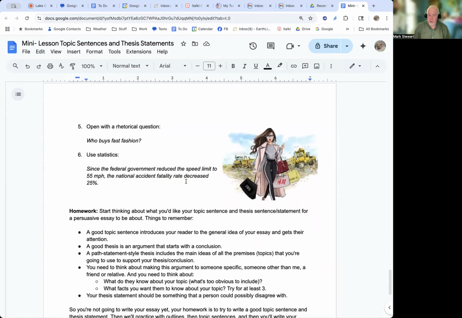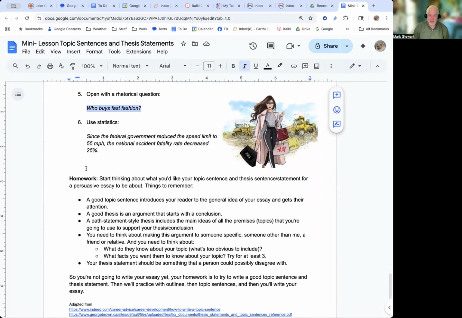You could open with a rhetorical question. It's the next one. For example, who buys fast fashion? You're not expecting an answer. You're going to answer that question, but we still need an argument. We would still need to know what your argument is. Sorry, excuse me. One more, use statistics. Since the federal government reduced the speed limit to 55 miles per hour, the national accident fatality rate decreased 25%. That's huge. All right, that's a lot fewer people dying, right? Okay, what's your argument, right?